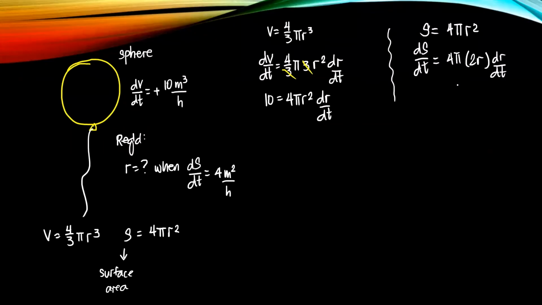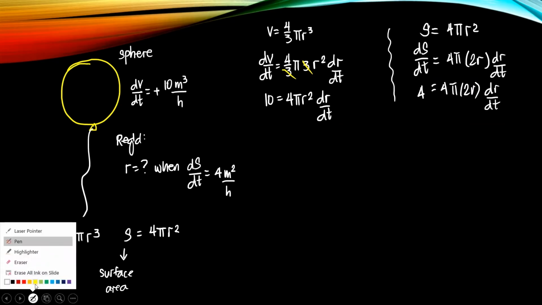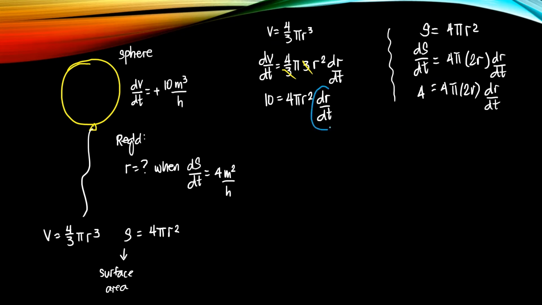So this is given from the bottom, 4 meters squared an hour is equal to 4 pi times 2r dr over dt. You can basically solve this here. What you'll notice is we're being asked to solve for the radius, but they have a common term, dr over dt. If I isolate the dr over dt on the left, what will it be?